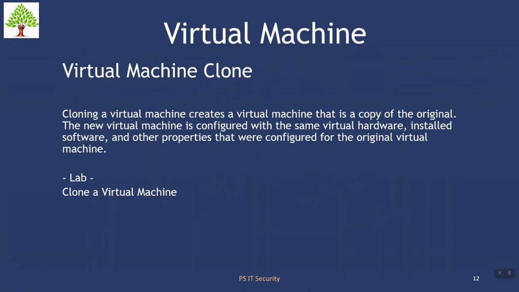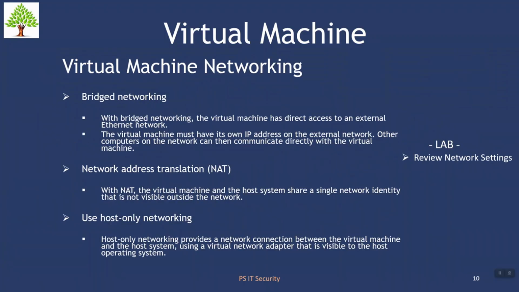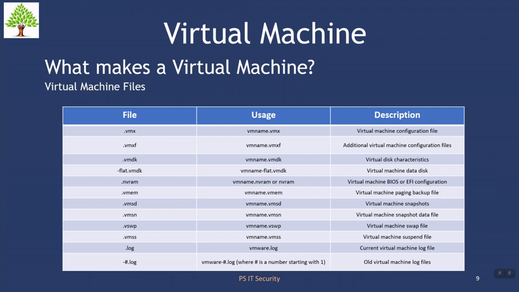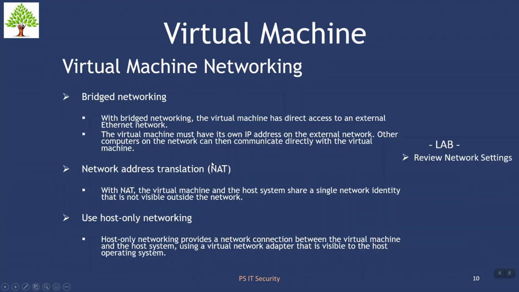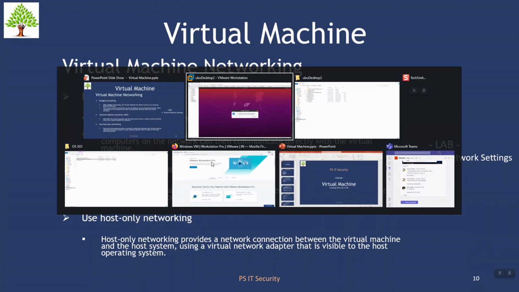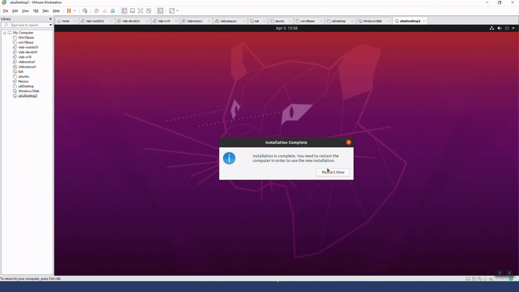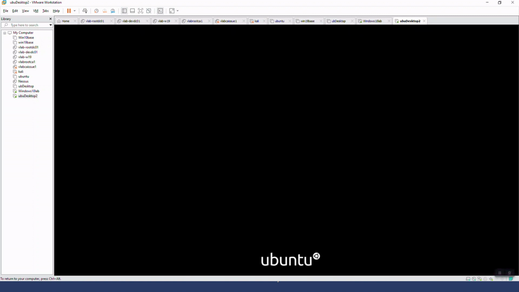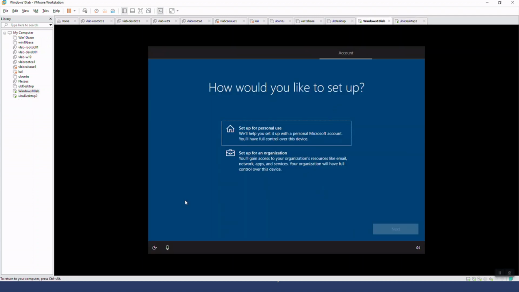So first, let's go back to our VMware Workstation. We have reviewed the virtual machine files. Now we can play around with the virtual machine networking setup. But before that, let's complete the operating system installation. Ubuntu is restarting the machine, and for Windows we don't set up for personal use. We don't need it for organization.